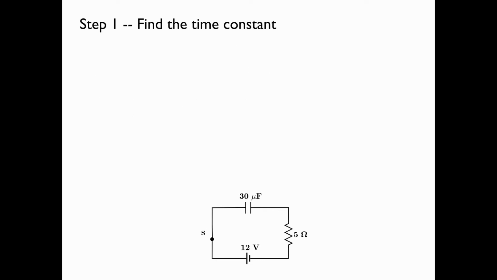Step 1 will be to find the time constant. It's a measure of how long it takes for the capacitor to charge or discharge. It's usually labeled by tau and is the product of the resistance and the capacitance. In this case, it's 150 microseconds.